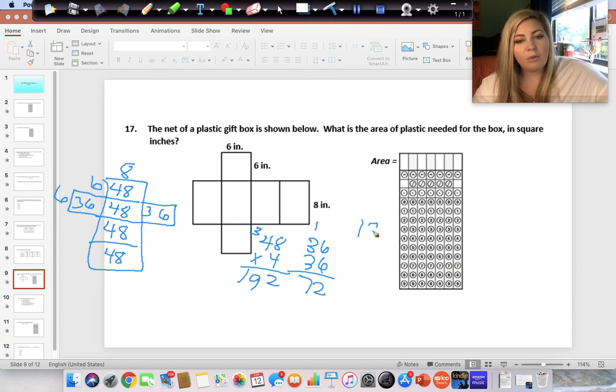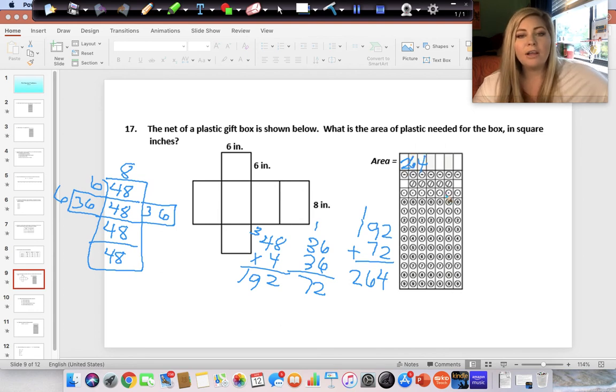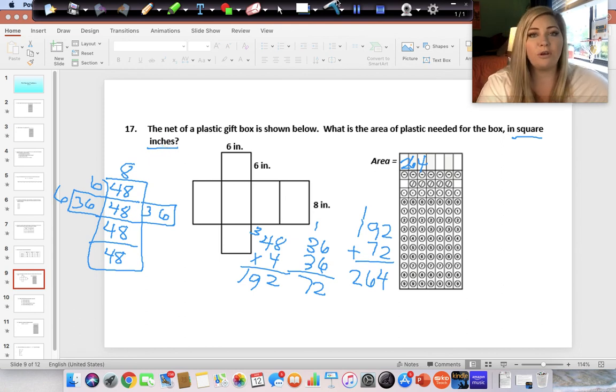So now we're adding 192 plus 72. 2 plus 2 is 4. 9 plus 7 is 16. Carry the 1, and that is 2. So our answer would be the area of this figure, surface area, is 264 inches squared. Now, there's nowhere to put inches squared here, but it said in the problem, how much is it in square inches? So it already answered that part for you. So 264 is our answer.